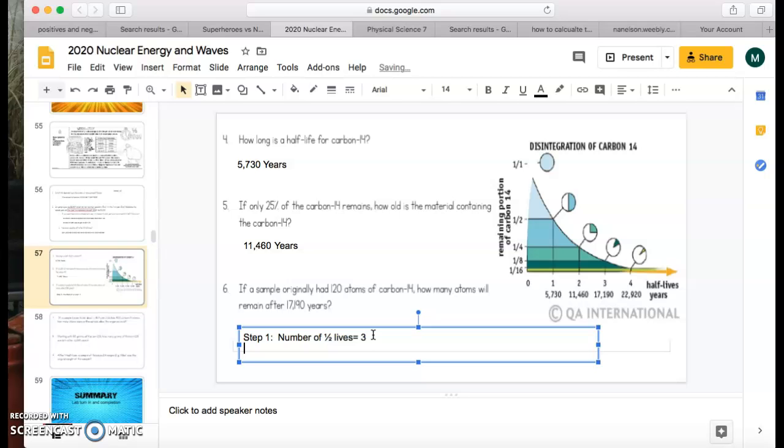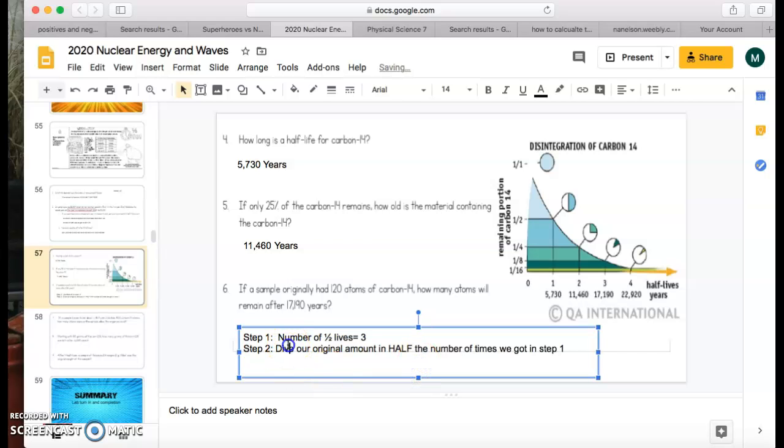So now, step 2 is going to be to divide our original amount in half the number of times we got in step 1. In other words, we're going to divide it in half the number of half-lives it's gone through. But I'm trying to simplify it for you so that you can make sense. All right, so watch what I'm going to do. We started with 120 atoms.